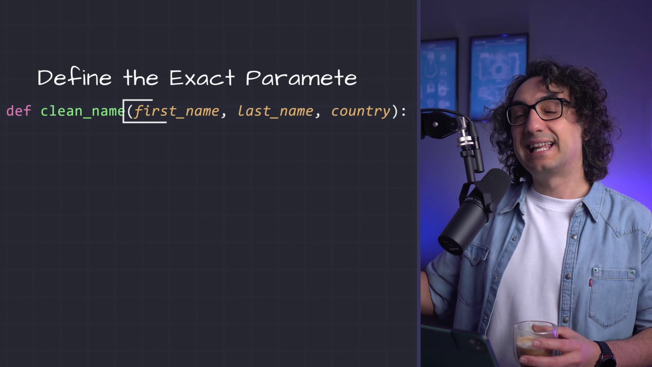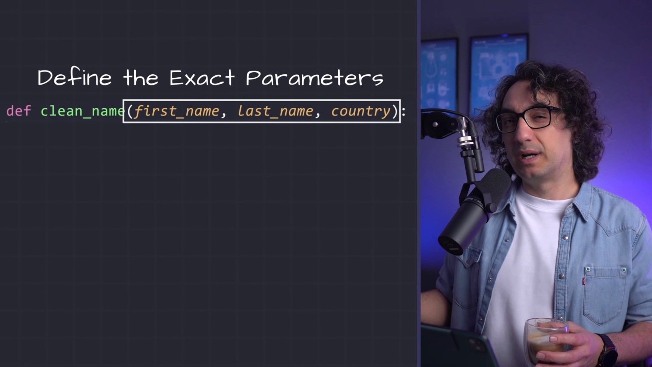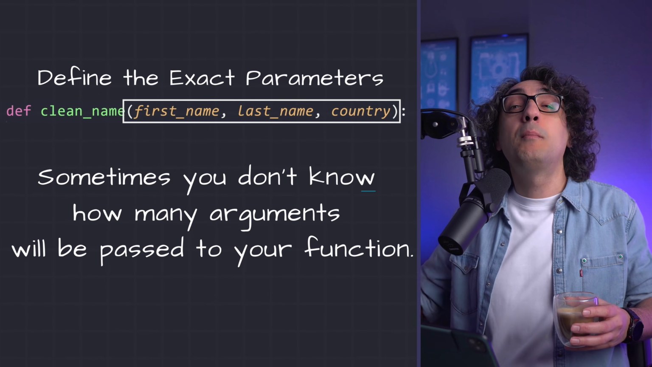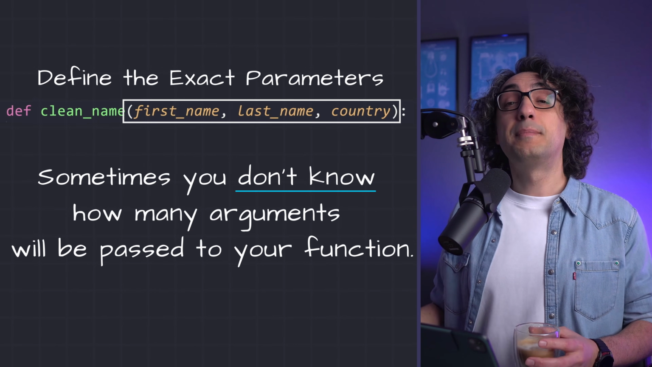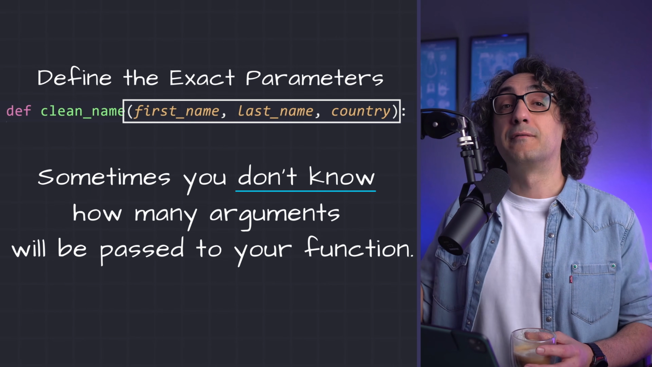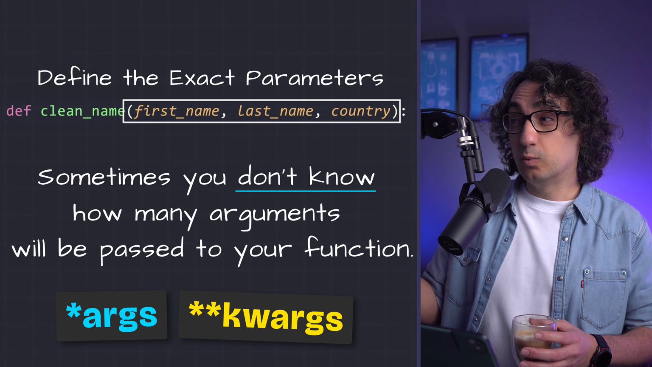Alright, so now we're going to talk about something that is a little bit more advanced. So far, we defined exactly the number of inputs for our function, but there are some scenarios where we don't know in advance how many values we're going to pass to the function. And exactly for that, in Python, we have 2 tools. We have the star args and the double star kwargs, keyword args.